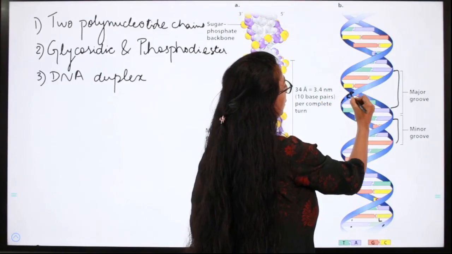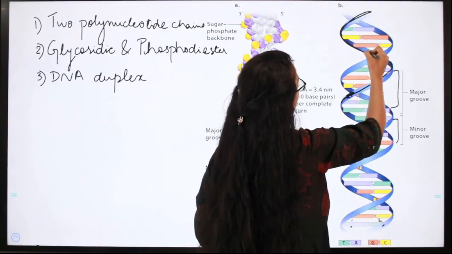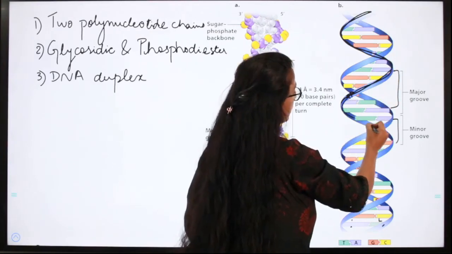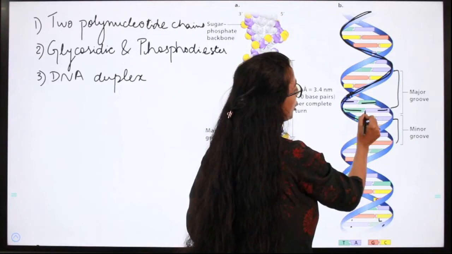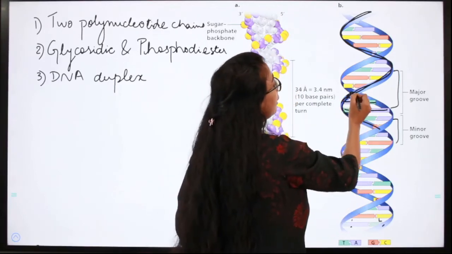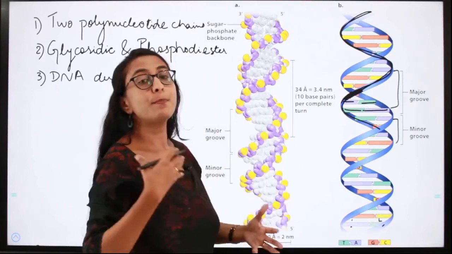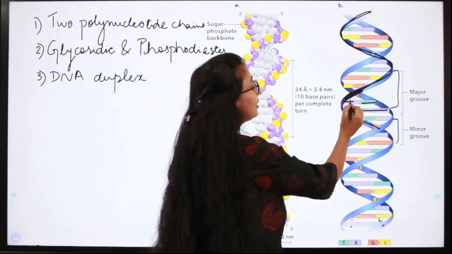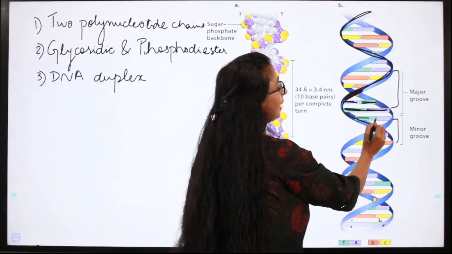Okay, so here completely, here you can find the ribose sugar and the phosphate groups, whereas here you can find the nitrogenous bases projecting inside. So it is the ribose sugar and the phosphate group which acts as the backbone of DNA, and from this backbone you can find the nitrogenous bases projecting inwards.